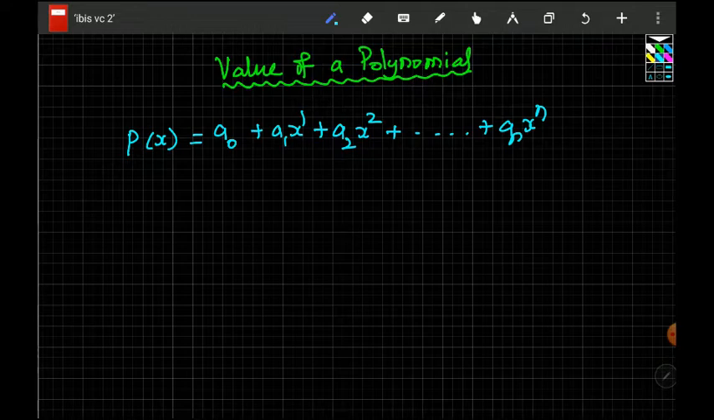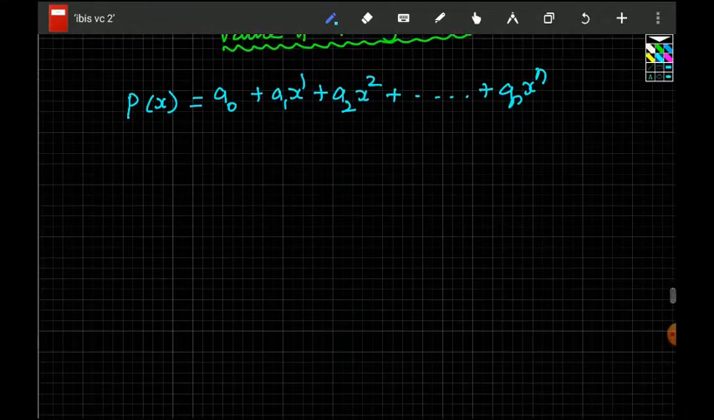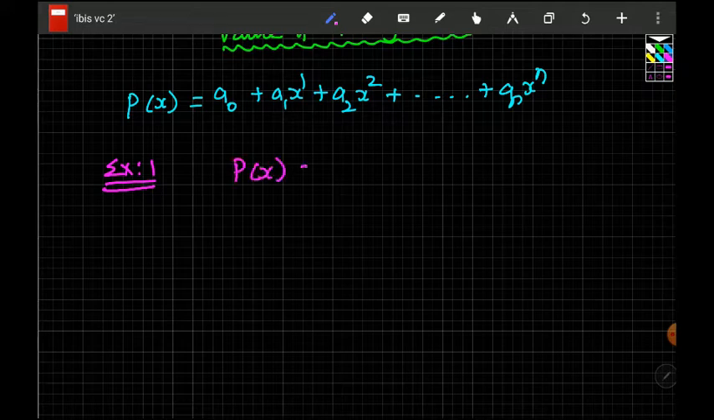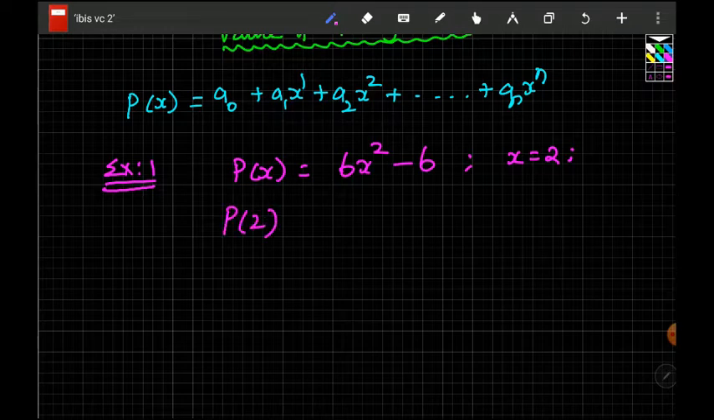So we don't have to deal with this kind of big polynomial. Let's take a simple example, one polynomial. The polynomial in x may be 6x square minus 6. We would like to find out the value of this polynomial when x is equal to 2. The value of this polynomial when x is equal to 2 is obtained by substituting x with 2, and that is called p of 2. So we can obtain p of 2 by substituting x with 2.